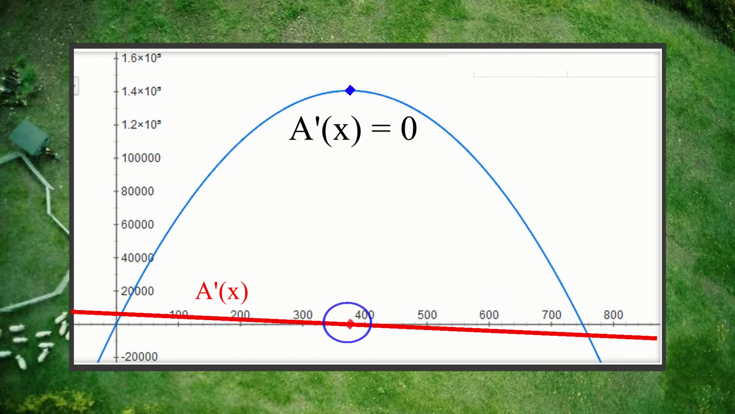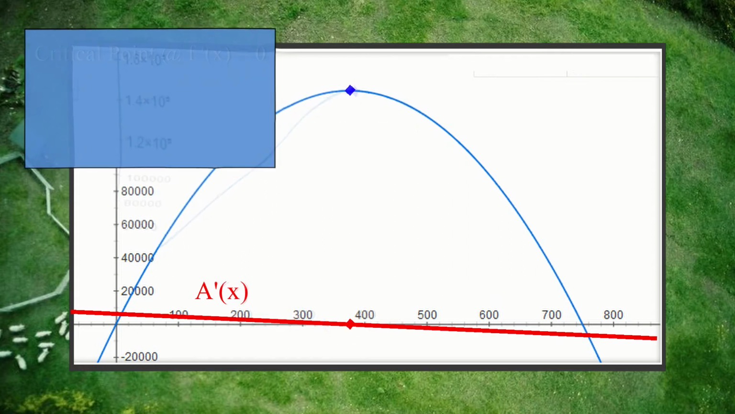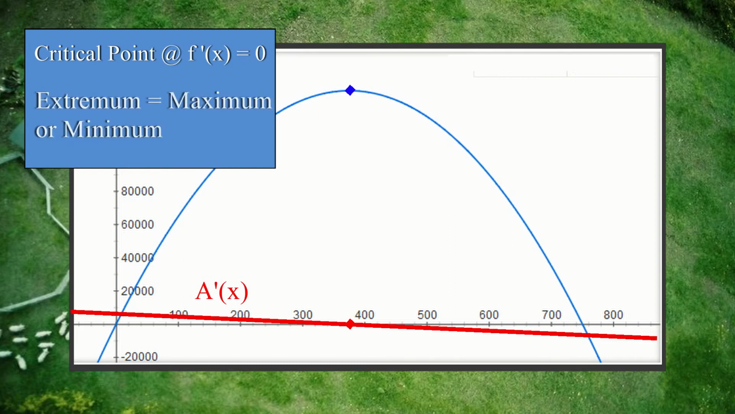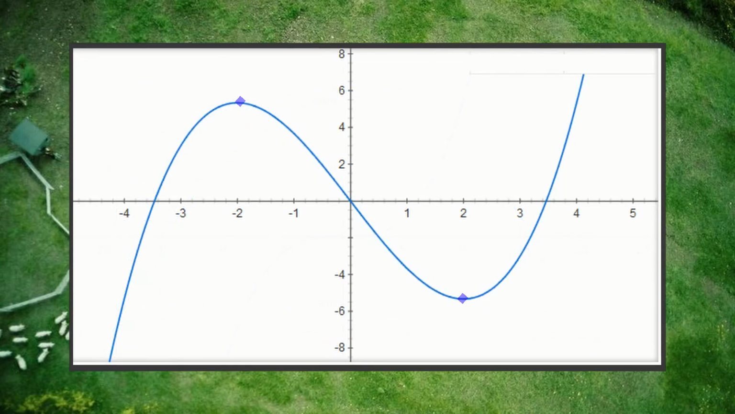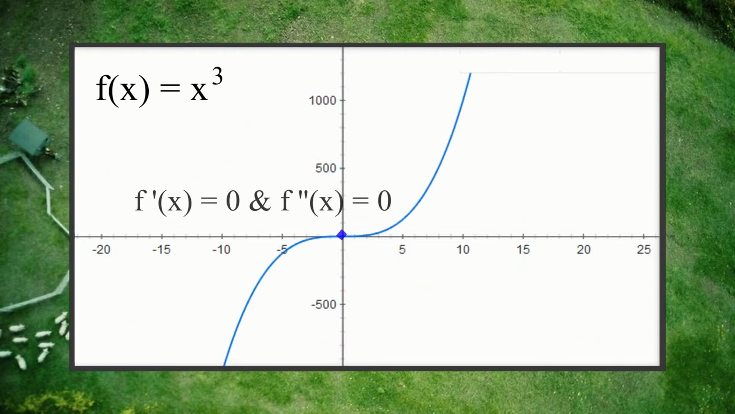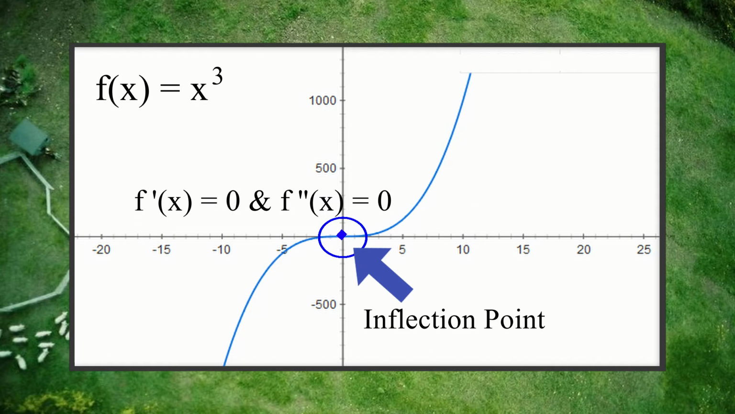Any x value where the derivative of the function is equal to 0 is known as a critical point. Extrema, or maximums and minimums, occur at these critical points. But you can't just figure out where a derivative is equal to 0 and assume that that's an extremum. Critical points at which the second derivative is also equal to 0 are known as inflection points, and at these points an extremum cannot occur. An example of this is at x equals 0 on the graph f of x equals x cubed.